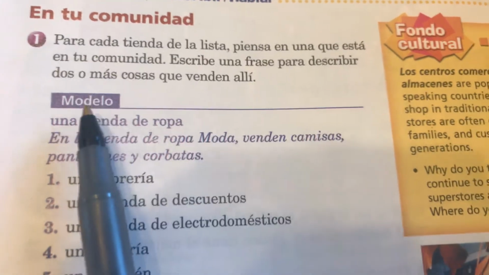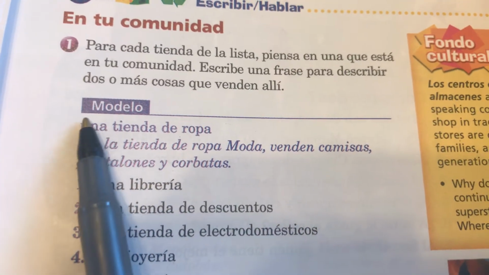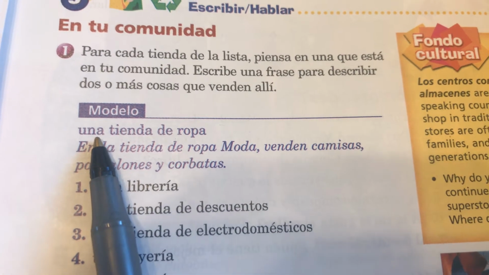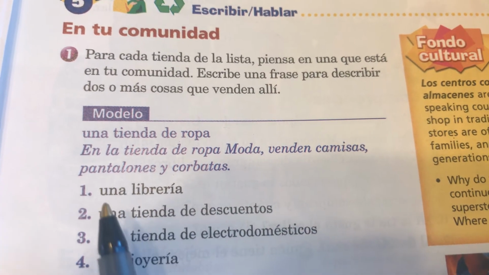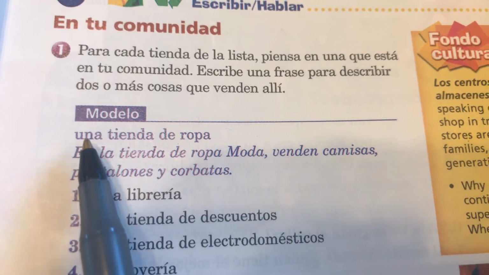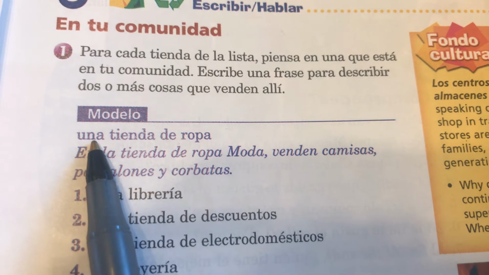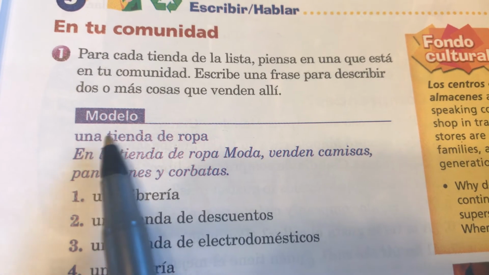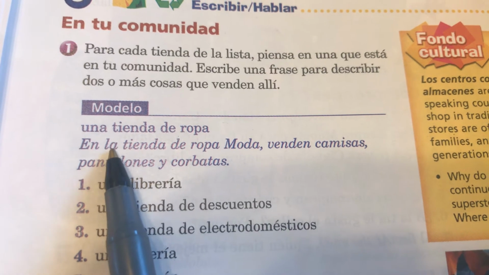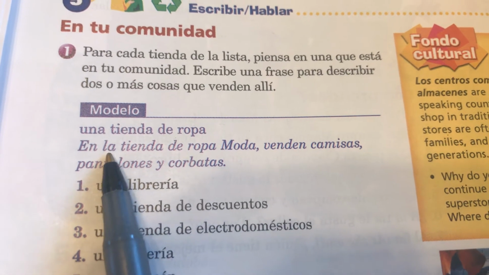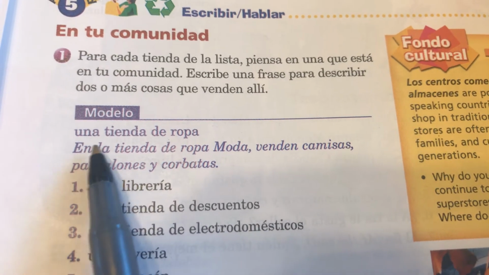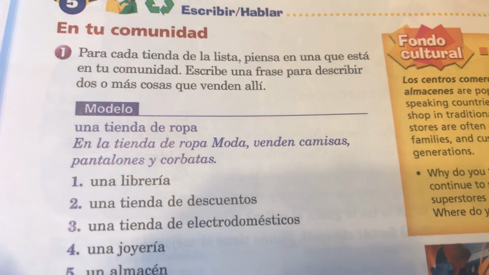So if you look here, right here we have indefinite and definite articles. So right here it's indefinite, una, a clothing store. But in the sentence, you see that they didn't put una, they changed it to the, right? So in your sentences, you can write el or la.